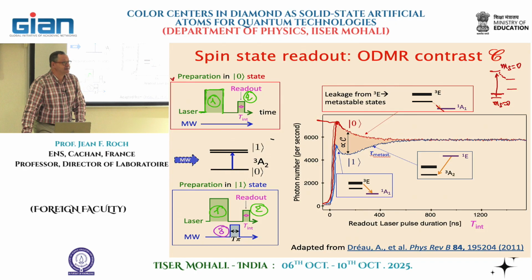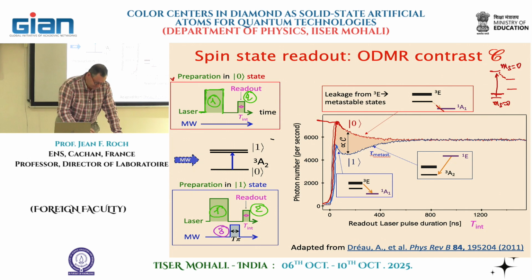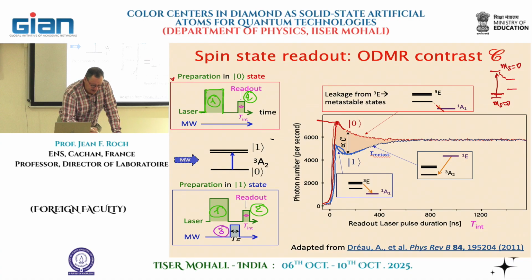And this difference is simply the measurement of the different leakage. And then what I will do is that the system will go to the metastable state. Once it's in the metastable state, it cannot emit photons anymore. And after that, the metastable state will again leak toward the ground state.